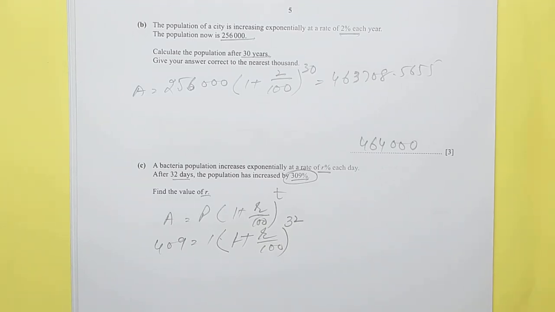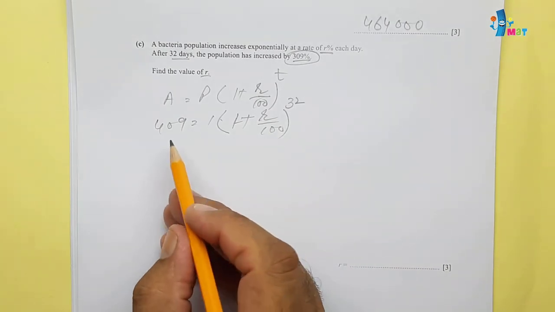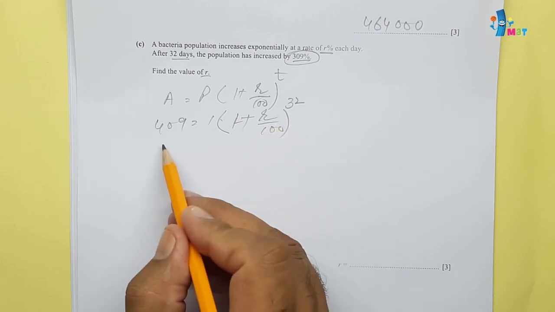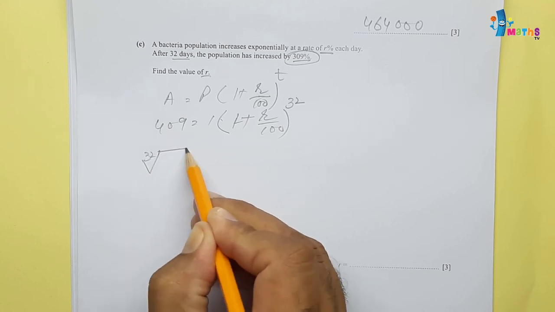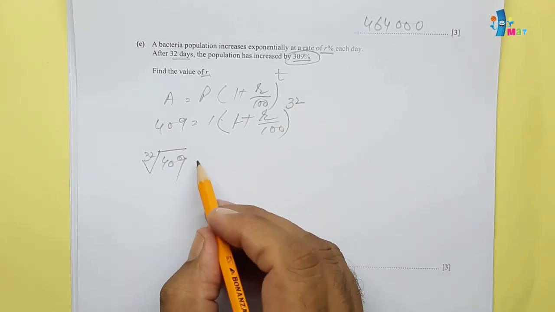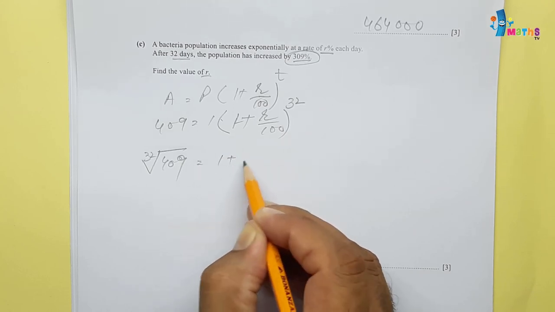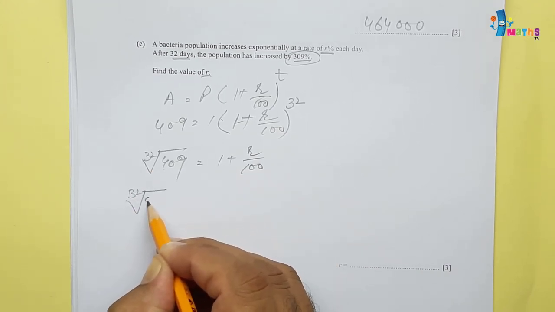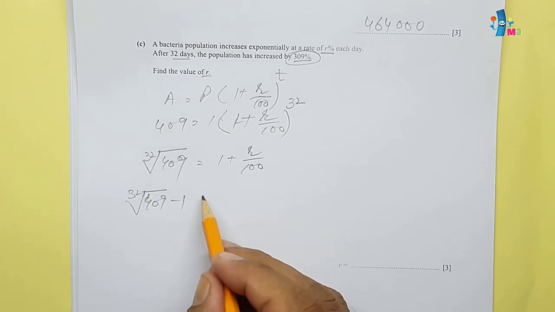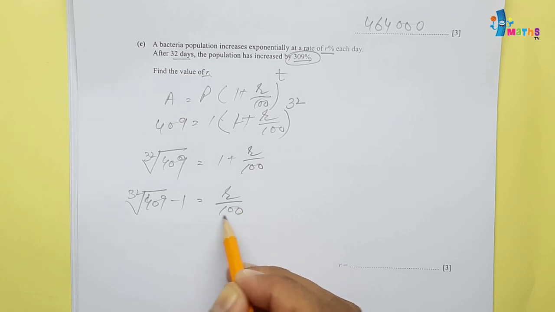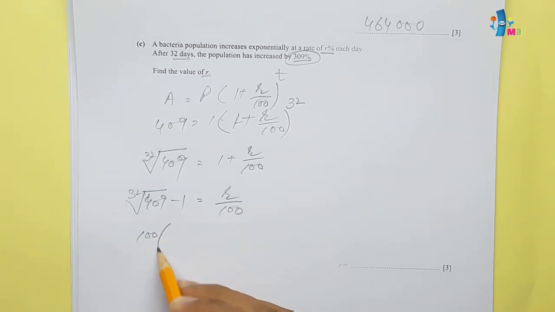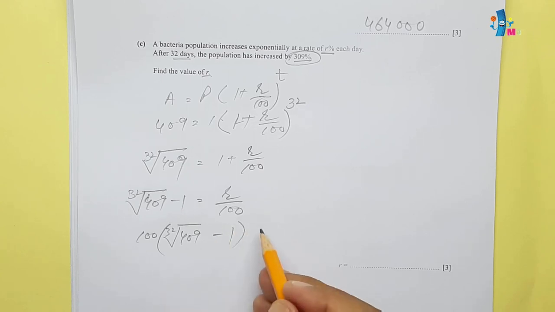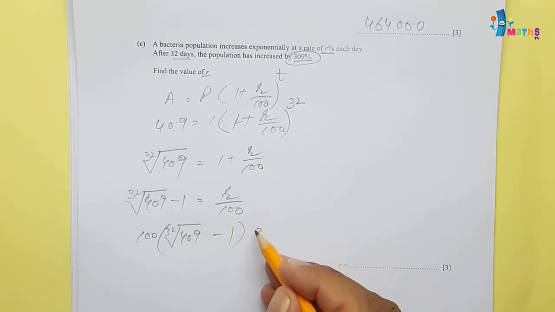Now we have to move the page also so that you can see clearly. Okay, now this one we will be shifting. First we will take the root, which is 32nd root, over 409, and then this will be 1 plus r over 100, and then we can shift 1. So this will be 32nd root of 409 minus 1, and this is equal to r over 100. 100 also we can shift to this side, so it will be 100 multiplied by the 32nd root of 409, and minus 1. This minus 1 is outside the root, and r.